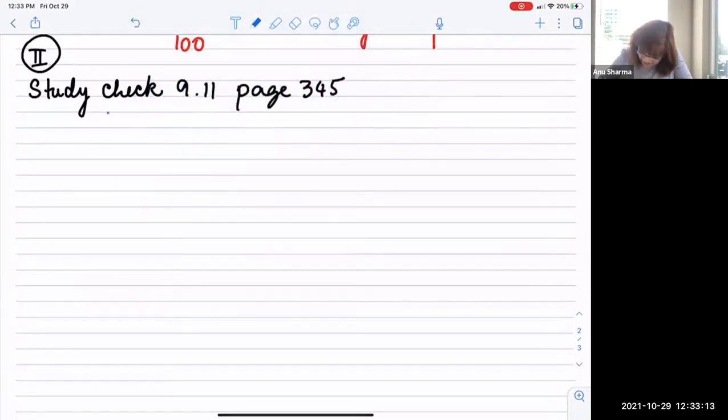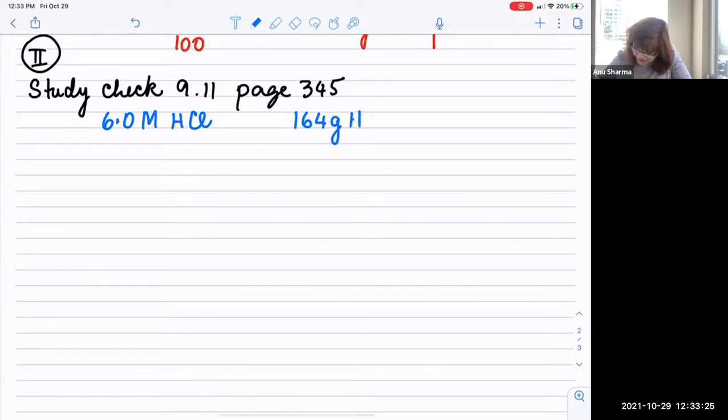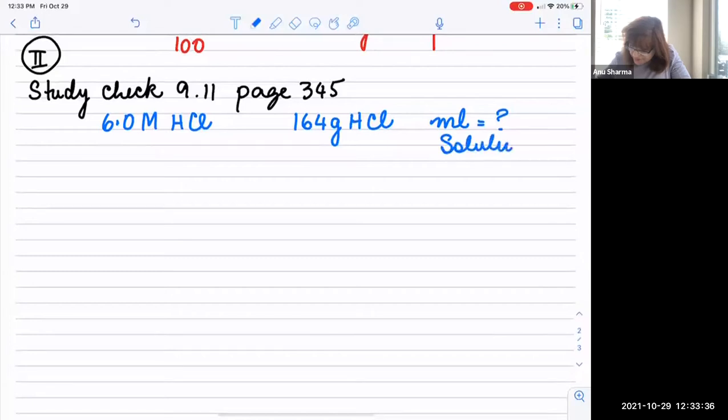So 6.0 molar HCl is given to us. We want 164 grams of HCl, and the question is how many milliliters of the solution of HCl? So what are you going to do here? First of all, always keep in mind, whenever the grams are given, the grams need to be converted always to moles.